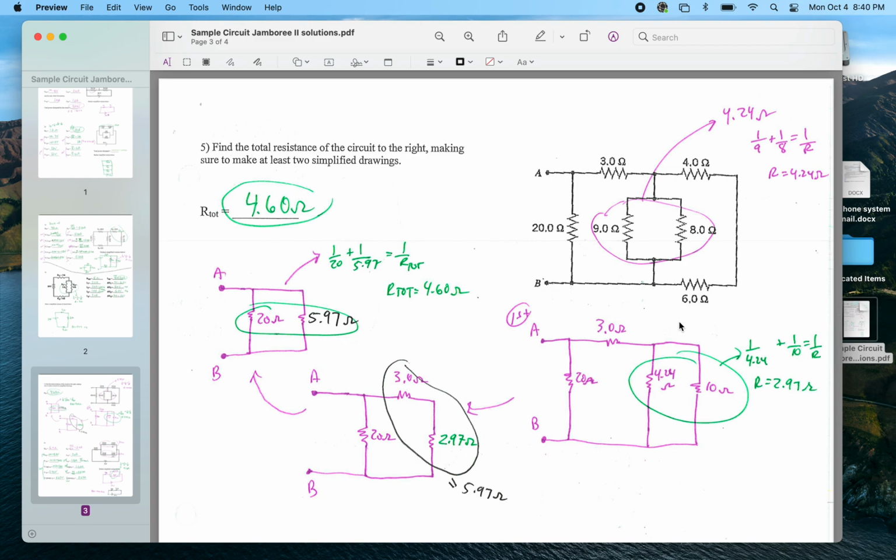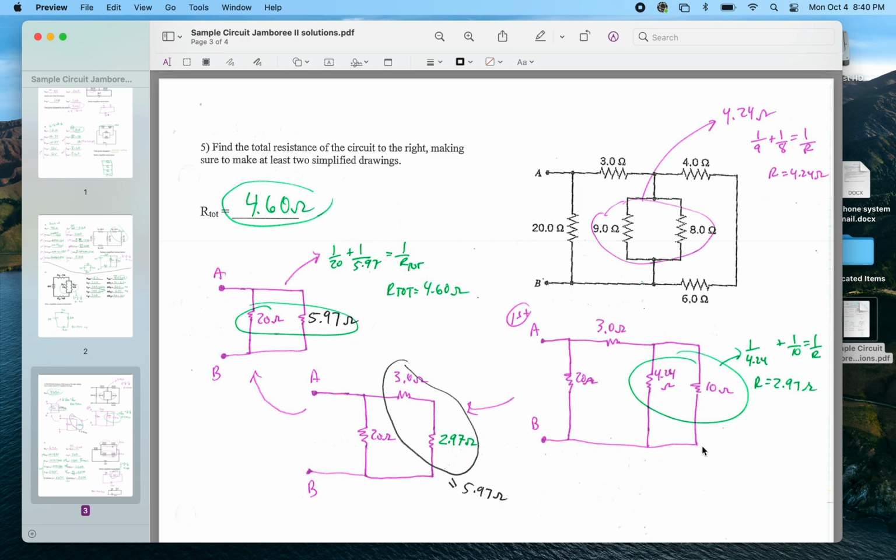Five is something I talked to a few people about. I would attack this middle part first. Those two resistors are in parallel with each other. So I figure out that that has a total resistance of 4.24 ohms. I redraw the circuit. So A and B, this 20 ohms by itself, this 3 ohms by itself. I've solved this for a 4.24 ohm equivalent resistor.